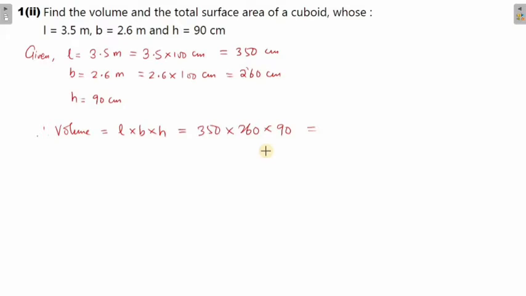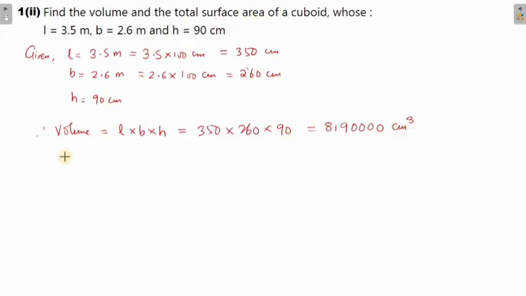When you multiply them, you get your answer to be 819 and 4 zeros, 1 2 3 4. So these many centimeter cube, because you know that the volume has the unit centimeter cube. Centimeter, centimeter, centimeter. When you multiply 3 centimeters, you get centimeter cube. So this is the volume.